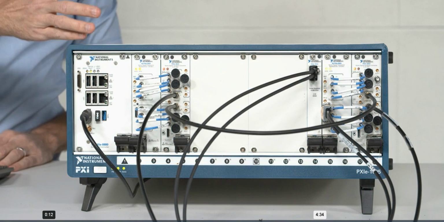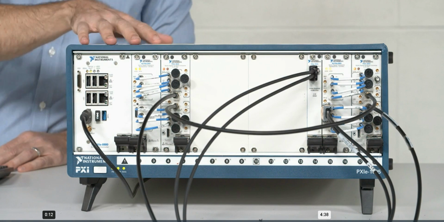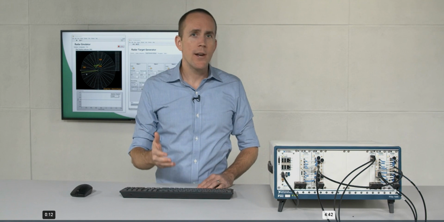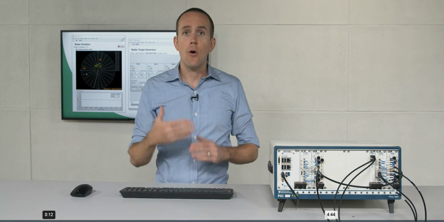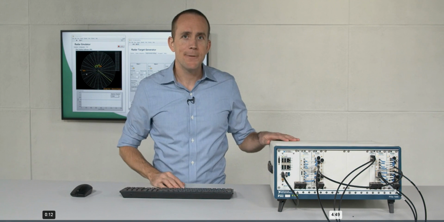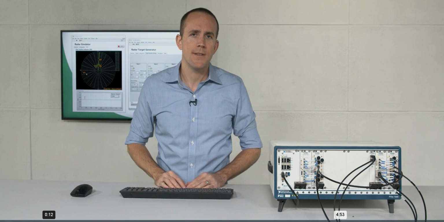Now, for this demonstration, we had the radar target generator directly connected to our emulated radar over these cables. However, this target generator could also be used for radiated over-the-air test. In fact, we've taken this very system to an open-air range, connected it to antennas, and used it to generate targets for an actual radar system.